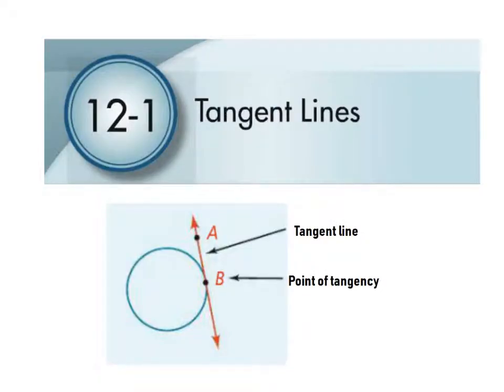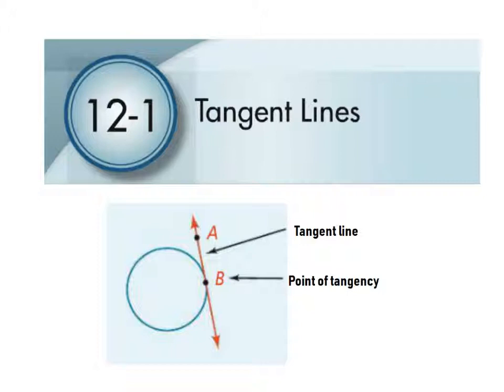Hi there, let's look at section 12.1, tangent lines. We're starting chapter 12 on all things circles and the different lines that you can create on circles, and what relationships get created. In this section, it's just tangents.